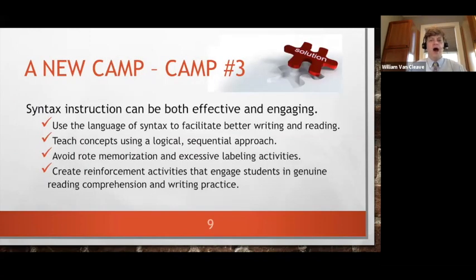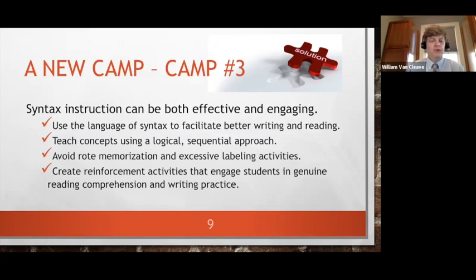All right, so I have developed a Camp 3, and Camp 3 is extraordinary. It has better features, and this is the camp we're going to use going forward. So syntax instruction can be both effective and engaging. First, we're going to use the language of syntax to facilitate better writing and reading.